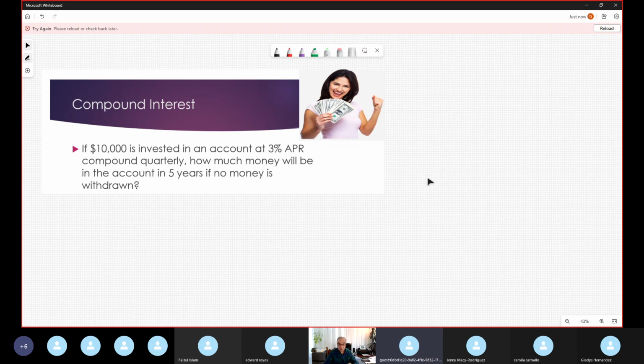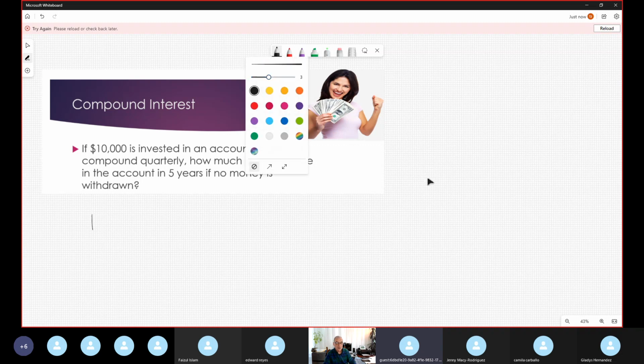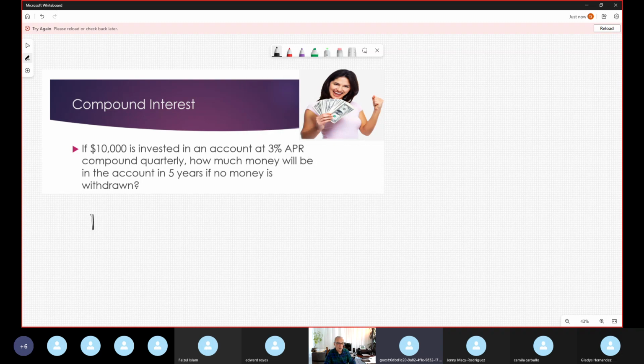It's P. It's a present value. It's the money that I have now. P is 10,000. Cool. One more piece of information is given: invested in an account at 3% APR. What is the 3% APR in the formula?